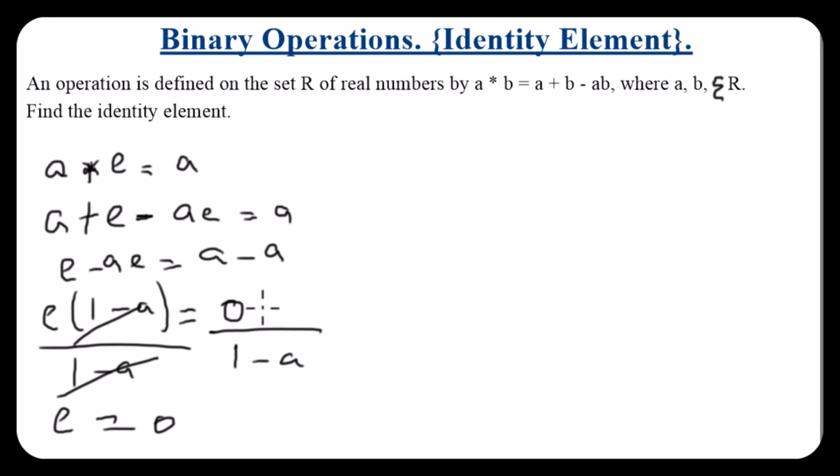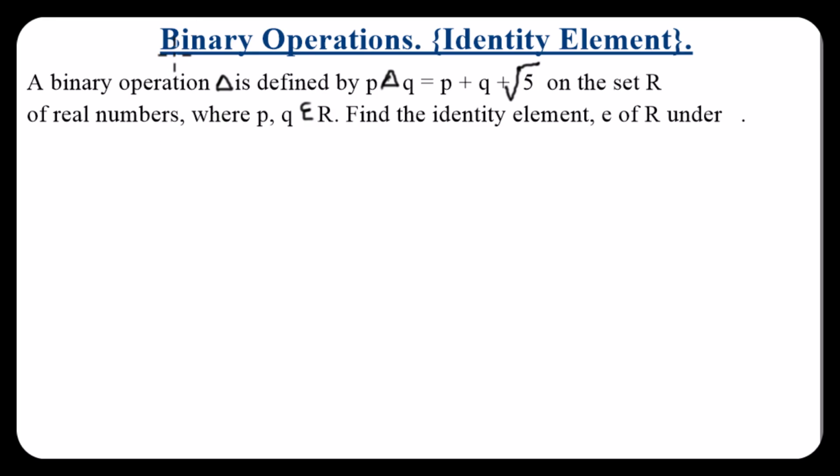So this is how we solve questions underneath identity elements. Quite easy, isn't it? So let's try and look at the second example. All right, we've been told that a binary operation, delta, is defined by P delta Q equal to P plus Q plus root 5 on the set R of real numbers, where P, Q are elements of set R. We have to find the identity element E of R under the operation delta.